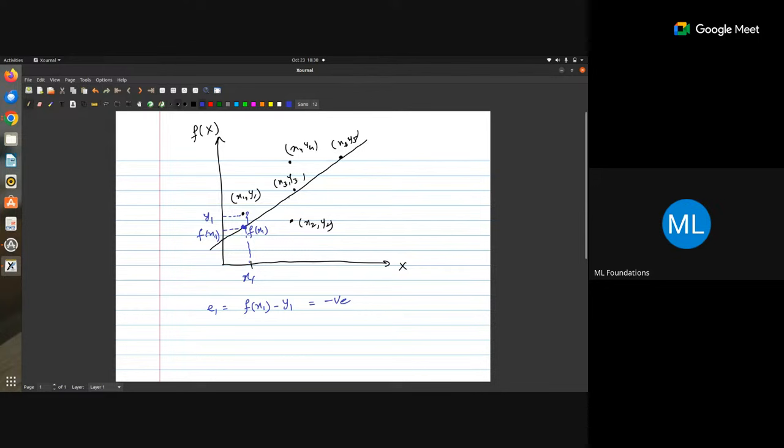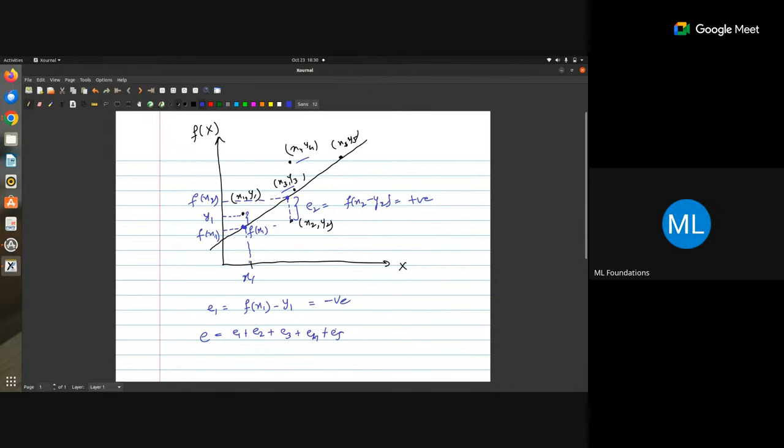Similarly, if I look at this point, this is f of x2. And where is y2? So this error, f of x2 minus y2, is positive. Similarly, we can think for 3, 4, and 5. So the collective error e is equal to e1 plus e2 plus e3 plus e4 plus e5.